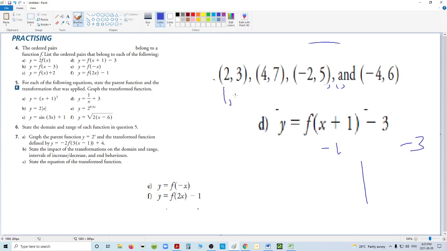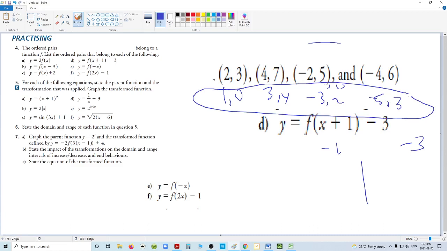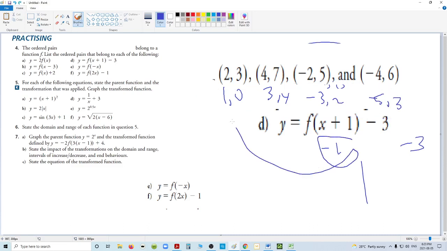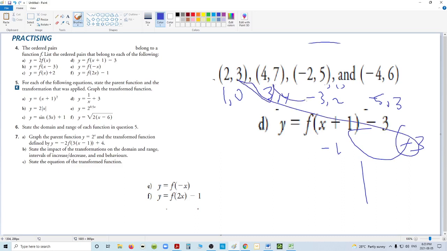So I get 1, 0. I subtracted 1 and then subtracted 3. I get 3, comma 4. And I get minus 3, comma 2. And I get minus 5, comma 3. These are the new values. And all I did was subtract 1 from all my x's and then subtract 3 from all my y's, and I got my new coordinates. So essentially the entire graph shifted to the left by 1 and down by 3. That is how you would verbally describe it, and your teacher will ask you to verbally describe it.